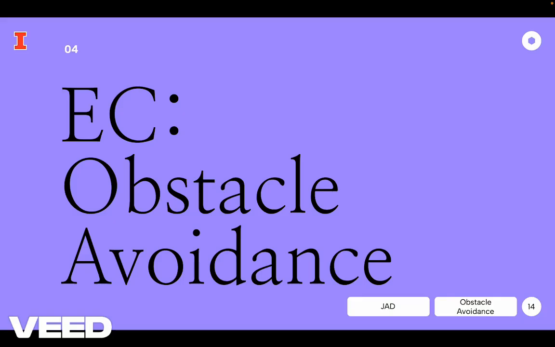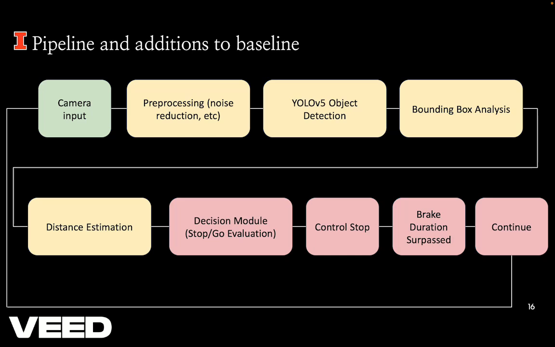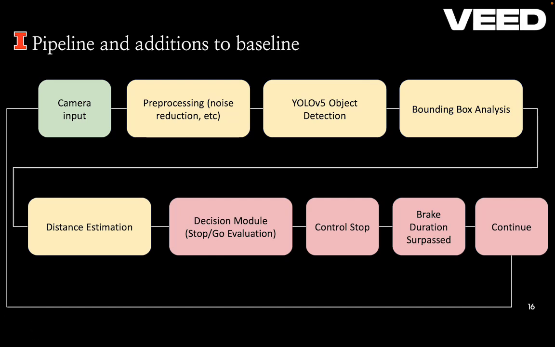Going into the obstacle avoidance, we use YOLO V5 for the object detection in real time, and this provides an accurate distance estimation to the actual obstacles as well. And then some of the challenges we encountered with this were variable lighting as well as issues with the distance calculation. Here's what the pipeline looks like. We basically do pre-processing, then object detection, find a bounding box, calculate the distance, and then pass that off to a controller that provides a stop or go Boolean value to actually go forward.